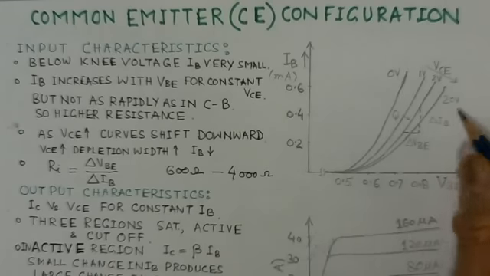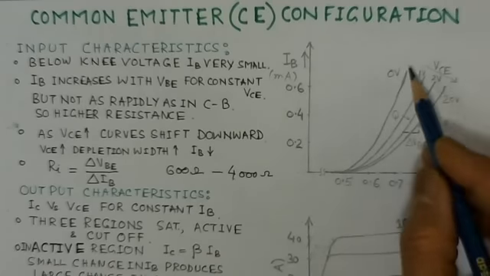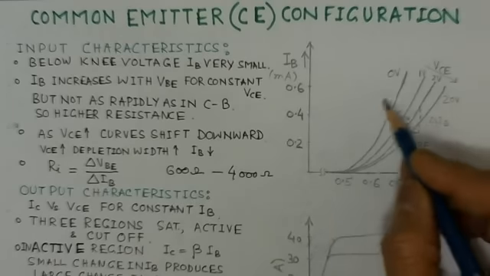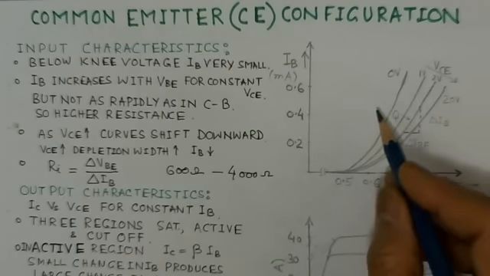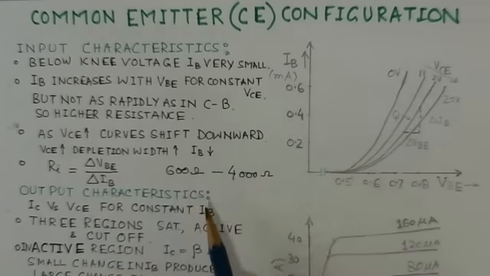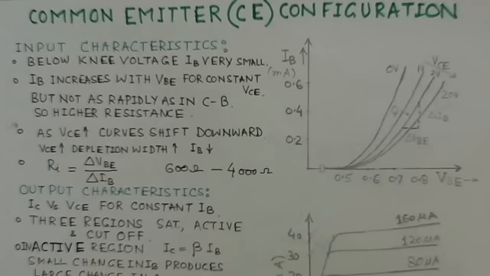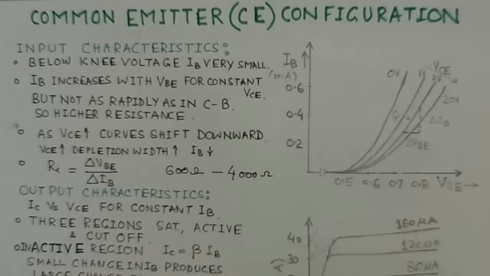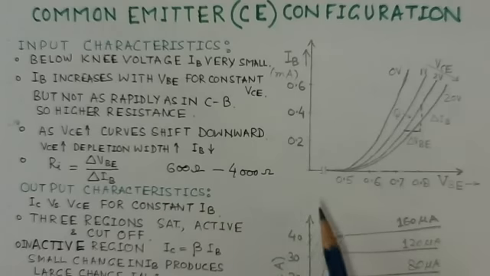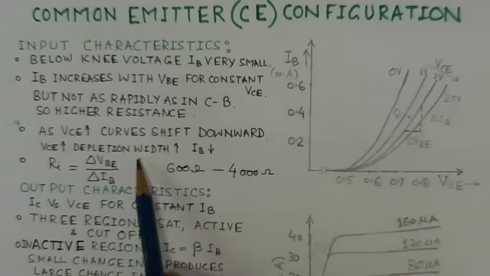These are the values for VCE given here. For constant VC, the values are given. That's again like a diode characteristic. But here what we observed is that the curves are not as vertical, are not varying so fast as in the case of the common base circuit.